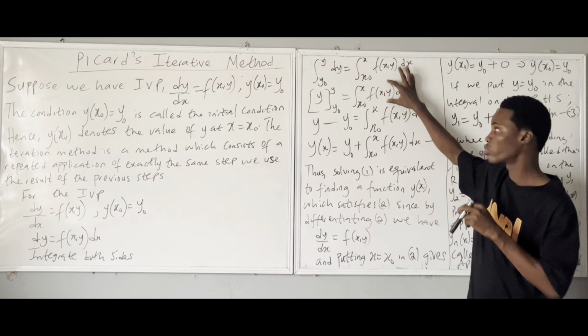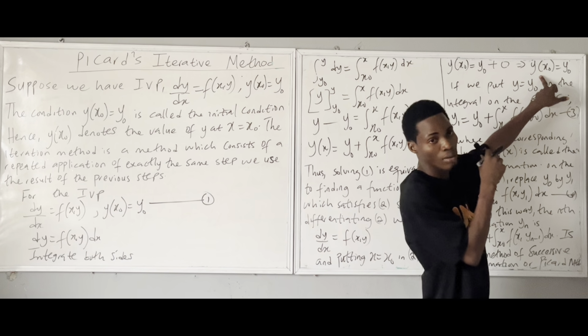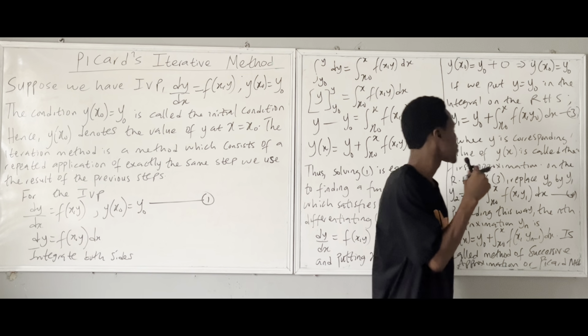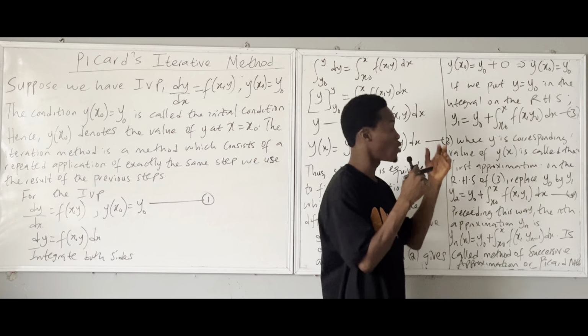Whenever we see x, we put s naught, and we are going to have this. This is s. If you put s naught, we are going to have y of s naught equal to y naught plus the integral with respect to s naught, which is 0. So that's why we have 0 here. So this implies that y of s naught is equal to y naught. And let us try it for when y is y naught.